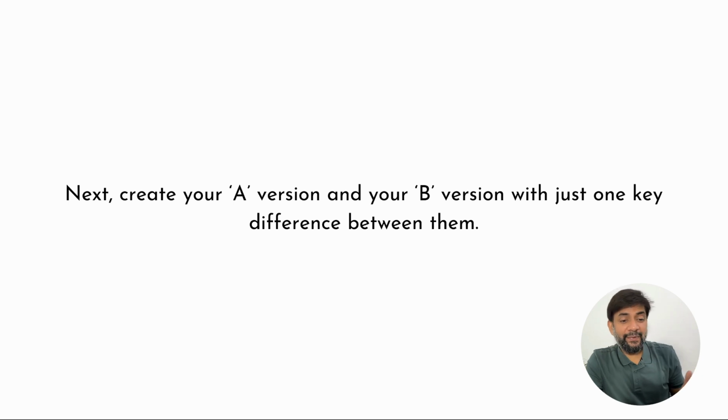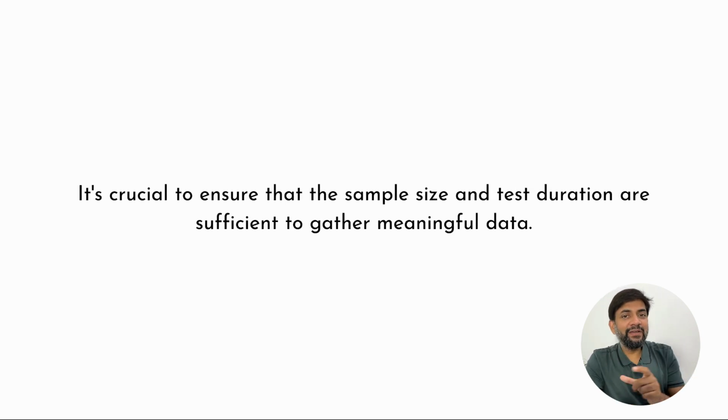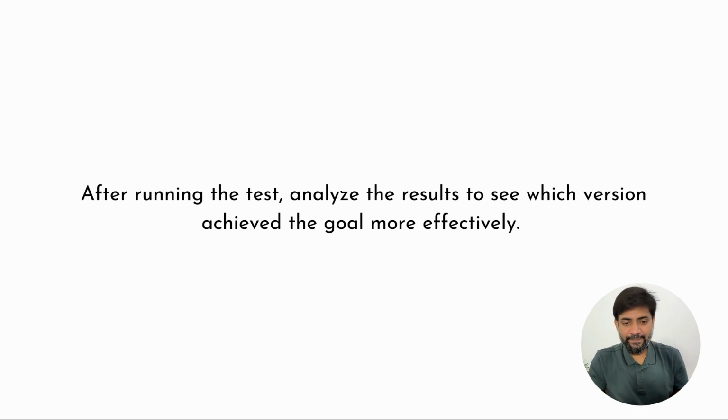To start with, setting up an A/B test involves a few key steps. First is to identify your goal, whether it's increasing email open rates, boosting click-through rates, or improving page conversions. Next is creating your A version and your B version with just one key difference between them. So if your A version of a landing page is there, the B version will have only one change. That could be the change in the headline or the change in a CTA. Everything else in both the A and the B version remains exactly the same.